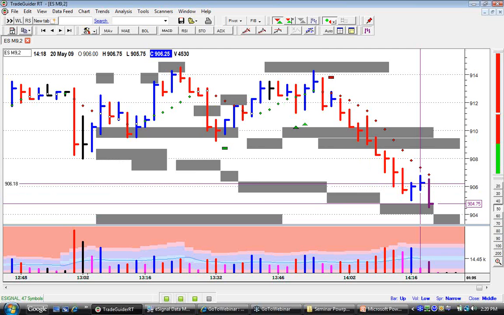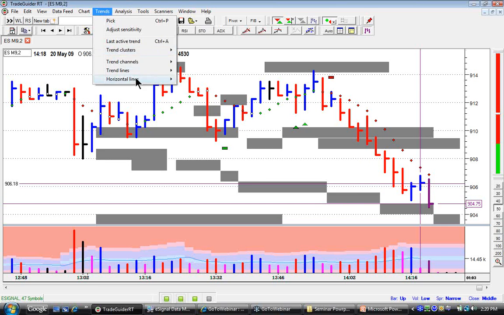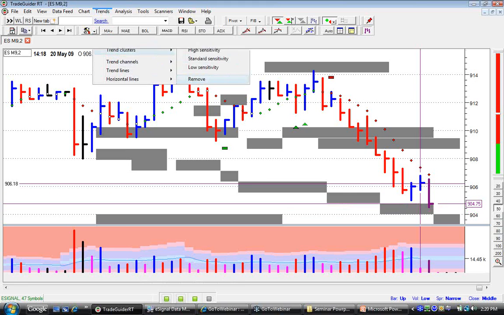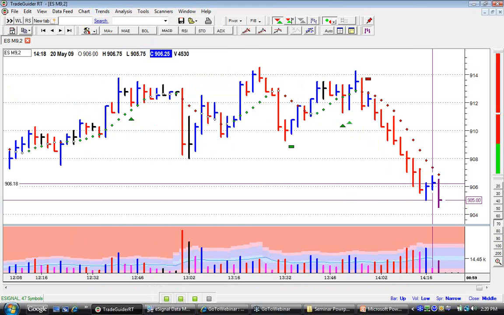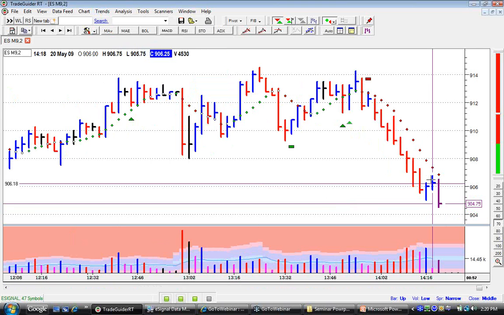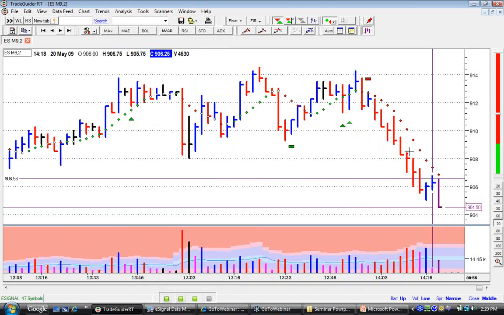Okay, it should blow through that cluster. In fact, I'm going to take the cluster off. That's a better entry right there. There it is. Okay, there's the downtrend. That's professional money giving us an entry right there. I'll show you my dome in a minute and show you the entry.